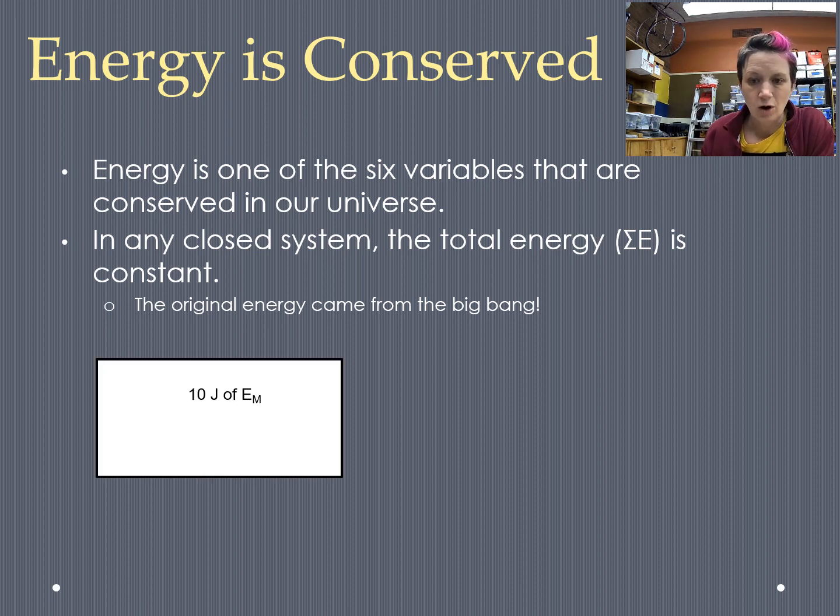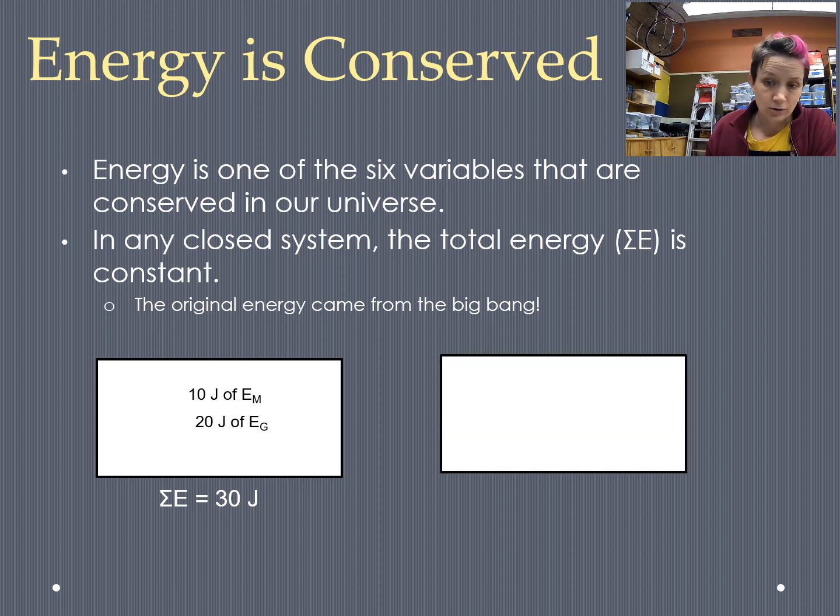Remember that we can draw systems. With a closed system, we would draw with a solid line around it. And you might have a closed system with 10 joules of kinetic energy in it and 20 joules of gravitational energy in it. If you truly could make that a closed system and block out every other kind of energy, you can say that the total energy in that system is 30 joules. Sigma E is 30 joules.